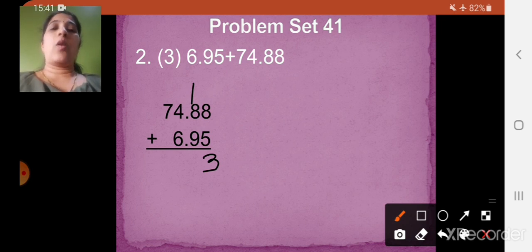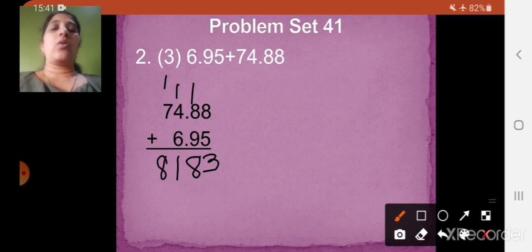1 plus 8 is how much? 9. And 9 plus 9 is 18. So 8 written down, 1 carried over. 1 plus 4 is how much? 5. And 5 plus 6 is 11. So 1 written down, again 1 carried over. 1 plus 7 is how much?